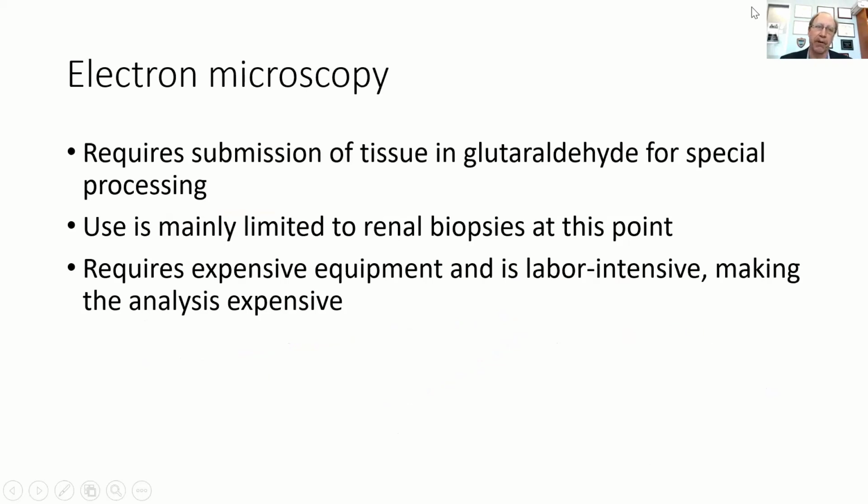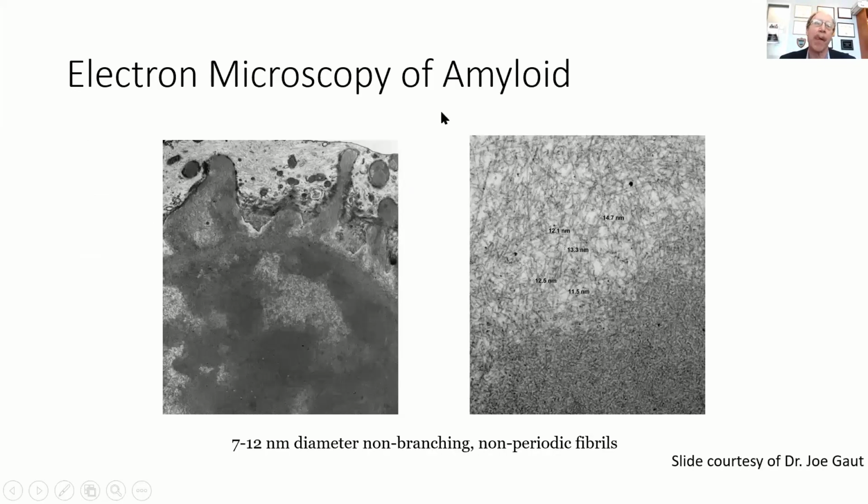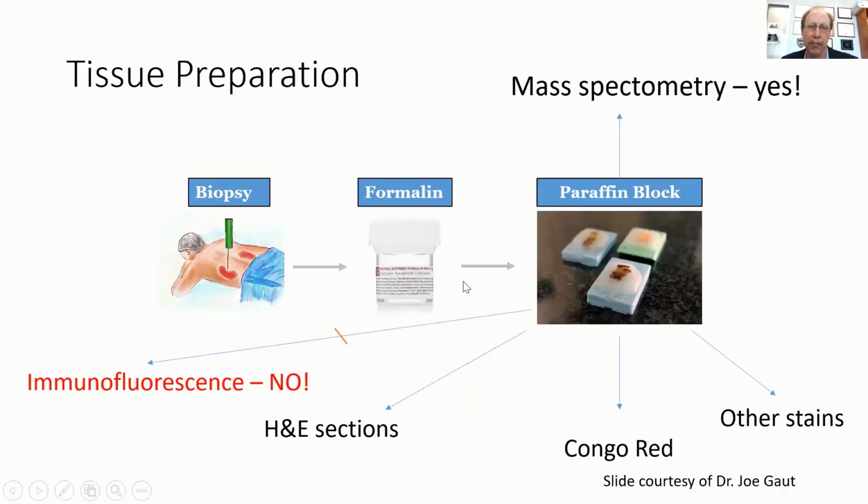Electron microscopy, as we've heard, again, requires typically submission of tissue in glutaraldehyde for special processing. It's really only used in renal biopsies at this point. It's expensive, it's labor intensive. People don't really like doing it very much anymore. But it does produce these nice electron dense deposits, and these characteristic 7 to 12 nanometer non-branching fibrils on EM. So this would be diagnostic of amyloid. And again, in the kidney biopsy setting where immunofluorescence and electron microscopy is routinely done, this is another way that amyloid can be diagnosed.